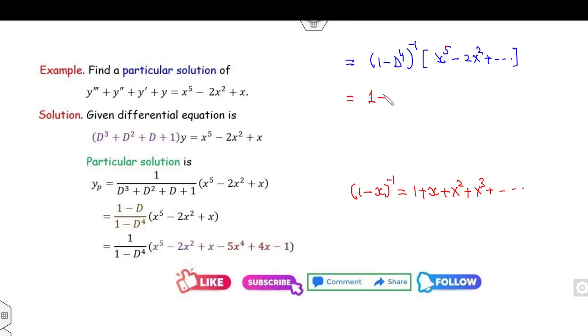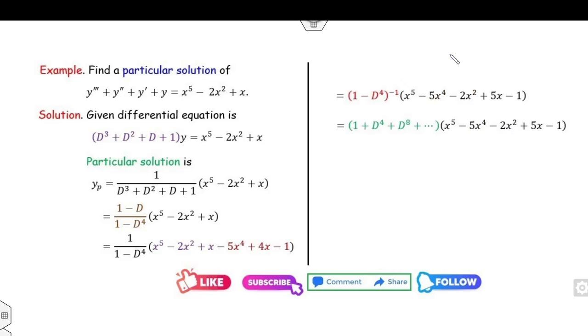So 1 plus x square. So if you write x square, it's D^4. That means all those remaining powers are more than the degree 5. Fine. Now you can open this. Firstly, you can open this: 5 minus x raised to power 4 minus 2x square plus 5x minus 1. Find the fourth derivative of this.